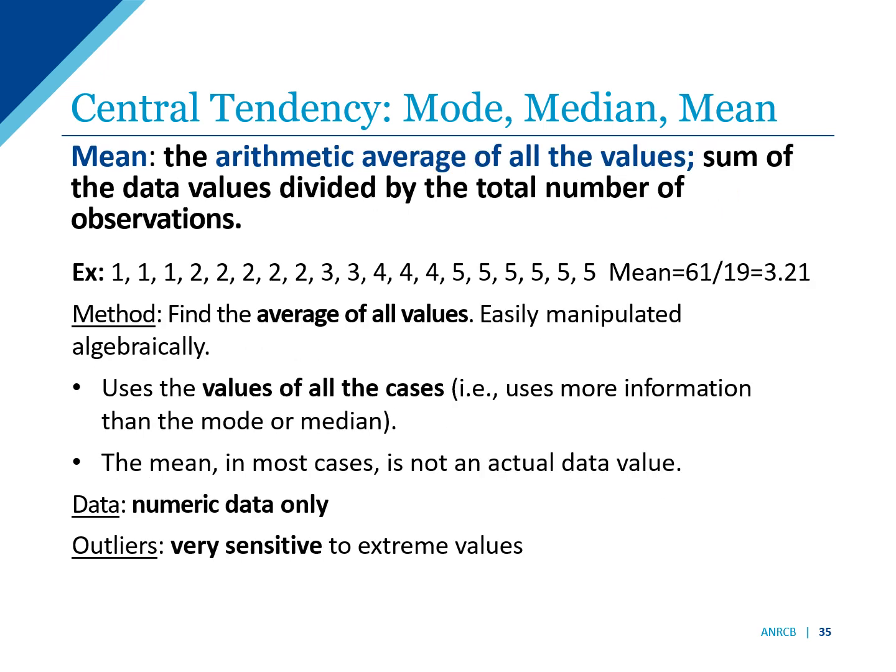The mean is the measure of central tendency we hear about the most, and it is the arithmetic average of all the values. It's the sum of the data values divided by the total number of observations. In our sample, the total of all the scores is 61, and dividing that by 19 observations gives us a mean of 3.21. The method is simply to find the average of all values. It uses the most information of the central measures and in most cases is not an actual data value. We can use the mean only for numeric data, and it is very sensitive to extreme values.